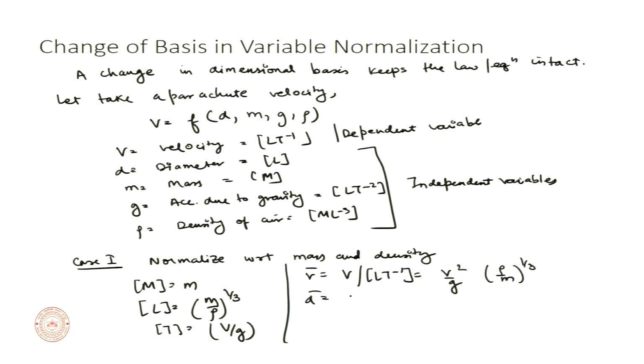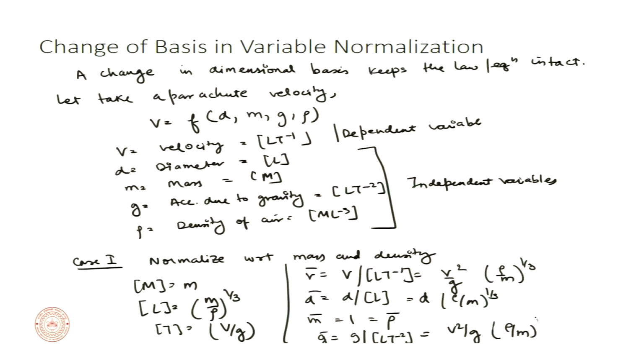Similarly, d bar equals d by L, L is m by rho. So, this is d rho by m to the power of 1 by 3. Mass normalized is 1, and same for density, because we are normalizing with mass and density. G is normalized by g by Lt minus 2, which comes out to be the same as v square by g, rho by m to the power of 1 by 3.